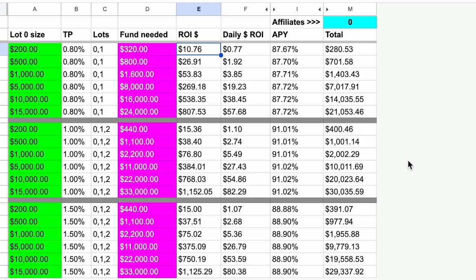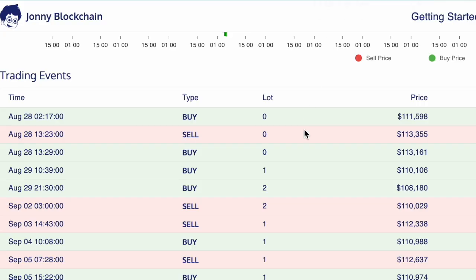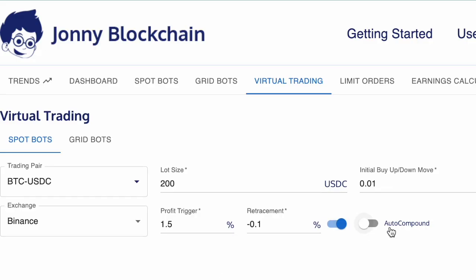Now, I haven't done the grid bot. I'm going to do that in the next video. Also, what I want to point out is that I never used the compound tool. Some people like to use the compound tool. I don't necessarily like it because throughout the year, I'm not going to sit and wait to earn my 30,000 or my 20,000. I want to take some profits along the way.